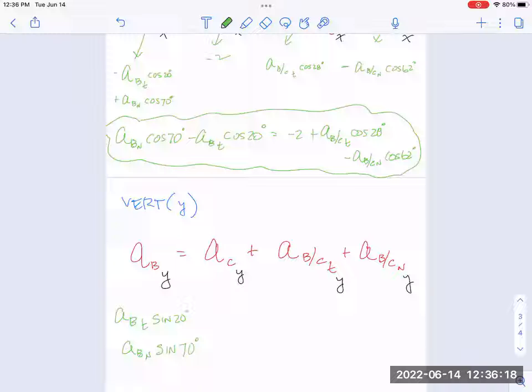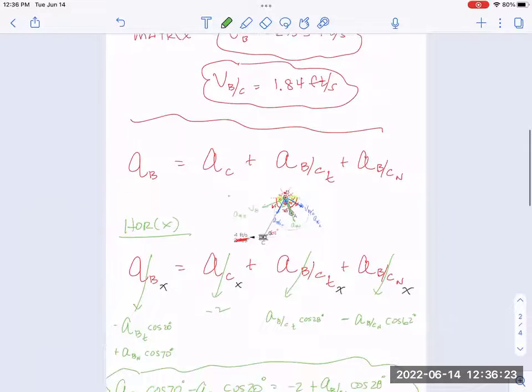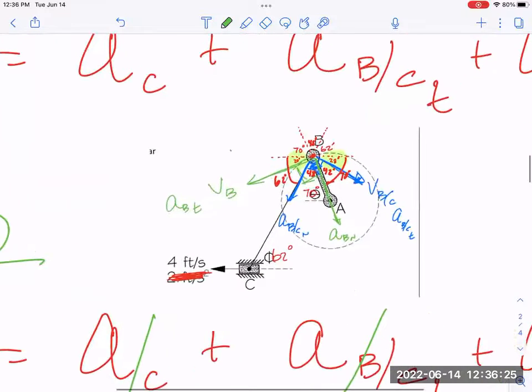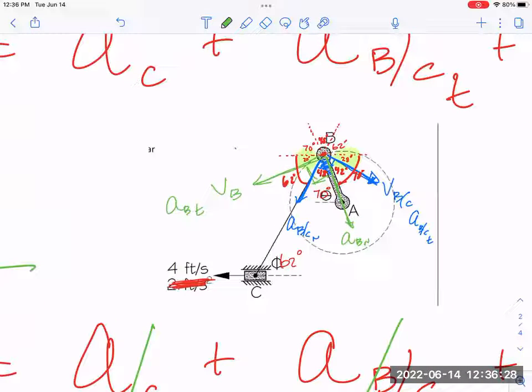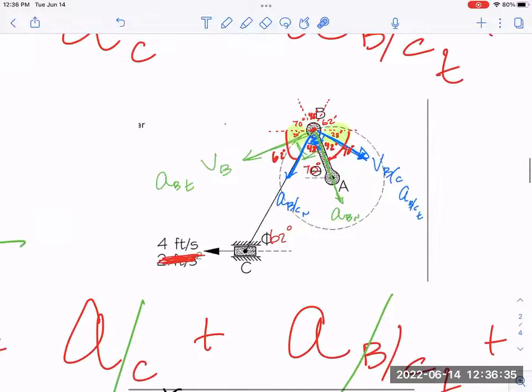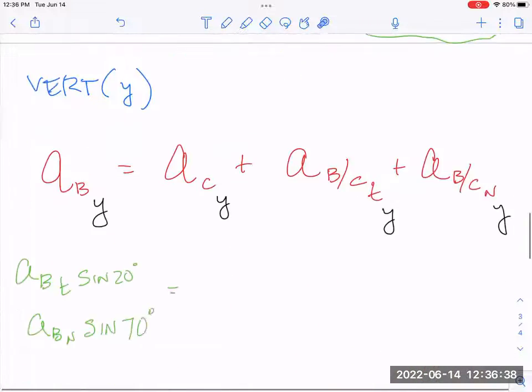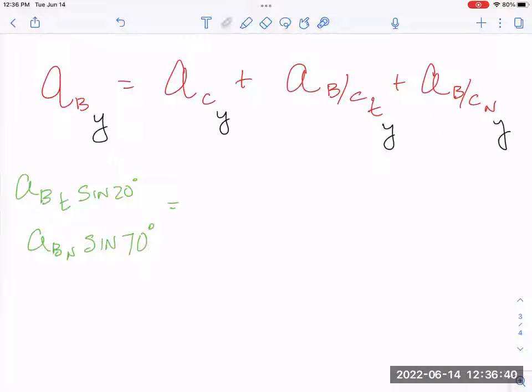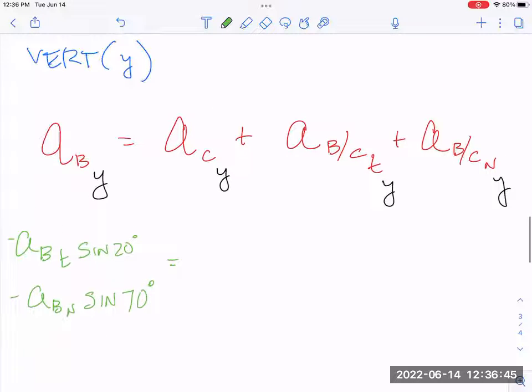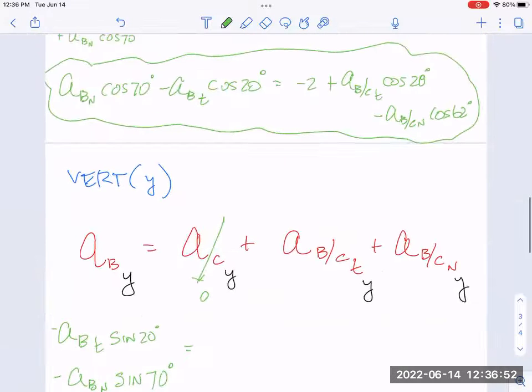And then I do need to think positives and negatives here. So let's see, acceleration B tangential, it's going left and down, so it's negative. Normal's going down, they're both going down. Does that make sense? They're both going down, so they're both negative. Yeah, C is not allowed to move in the y direction, so it's zero. That's awful nice.